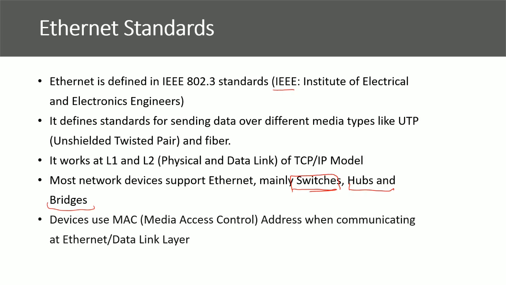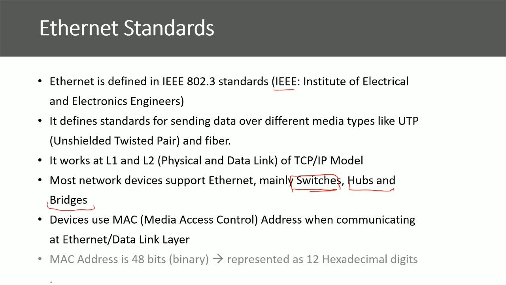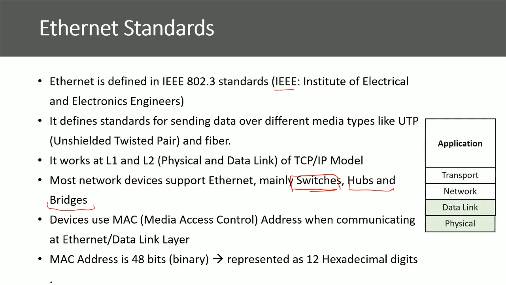When communicating over Ethernet media, devices use MAC addresses, which stands for Media Access Control address, when communicating with each other at the Ethernet or data link layer. A MAC address is a 48-bit binary number, and this is usually represented as 12 hexadecimal digits, as we will see in the coming videos. So in the TCP/IP model, Ethernet usually works at these two different layers, which are the physical and data link layers.